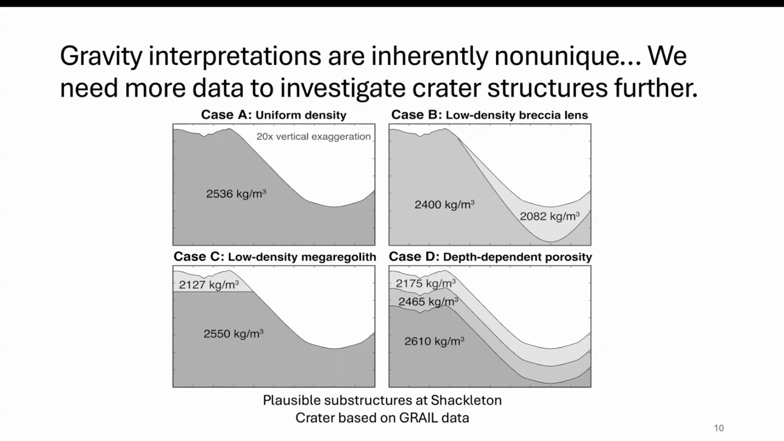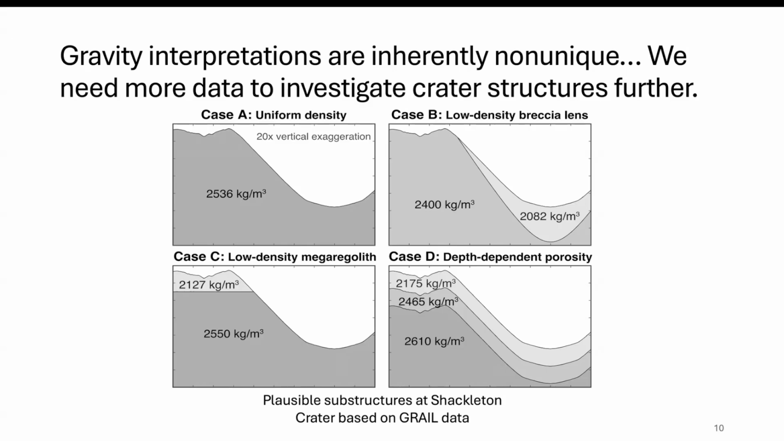for a subsurface structure. It's not likely that the entire subsurface of the Moon is uniform porosity-wise. So we have case B, a low density breccia lens, which I think is similar to what Marley was presenting earlier, with a lot of breccia infill, regolith and boulders, making it really low density. Case C is a low density megaregolith, which I would think is more likely for newer craters, with fresh excavation and a lot of ejecta on the outside. And then a constant gradation of density with depth, that's case D, which would likely be a more evolved, older crater structure.